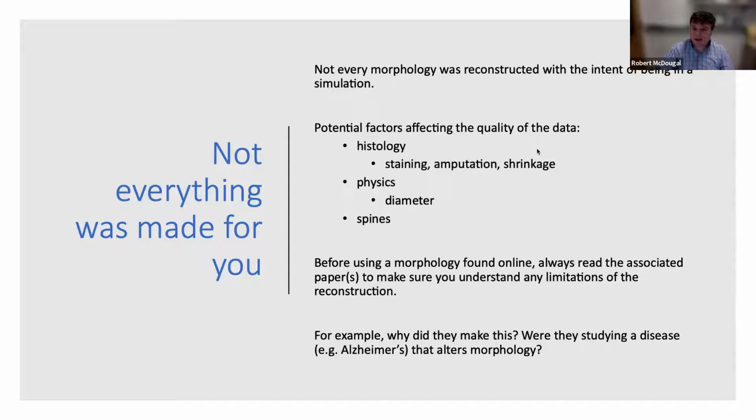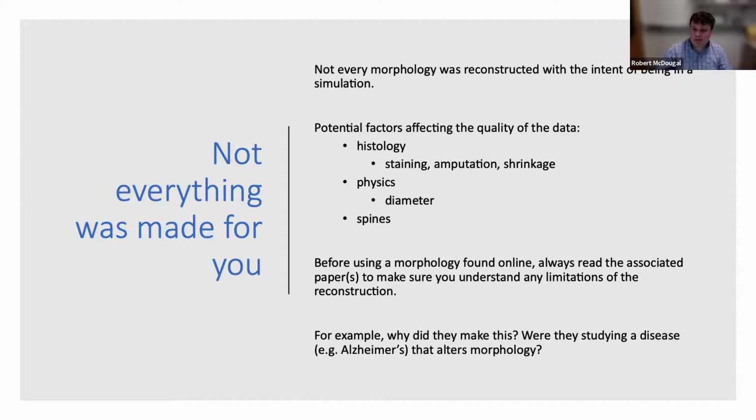Again, the same sort of caveats apply for neuromorpho as apply for ModelDB. Not everything exists in your context, right? When you're using morphologies that you didn't reconstruct yourself, keep in mind that they may have not needed it, right? Maybe they didn't care about the 3D shape. They only cared about a 2D projection, or they stained it in a way that got them the data that they needed, but it doesn't capture the whole cell, or the cell got amputated, or there's all kinds of experimental artifacts that could shape the quality of the data and the applicability of it for simulations, right?